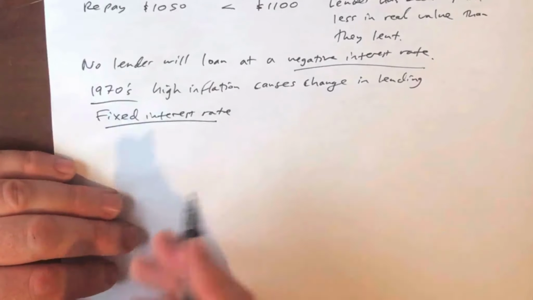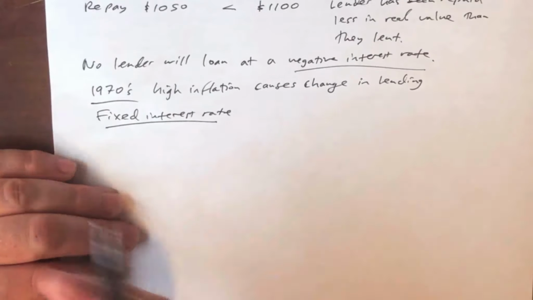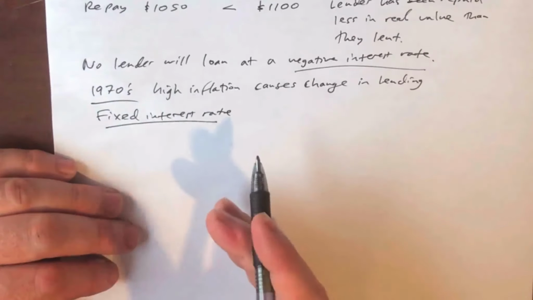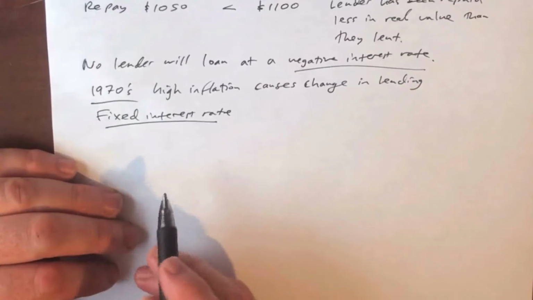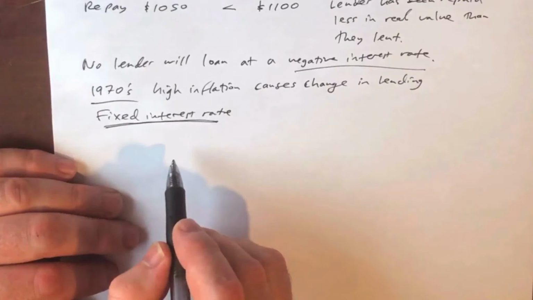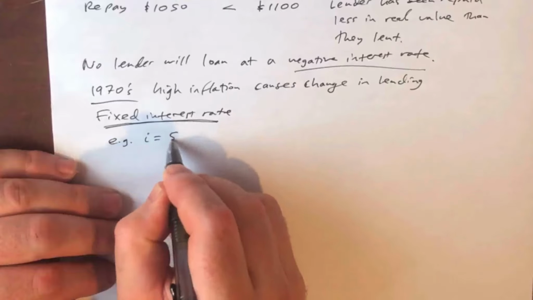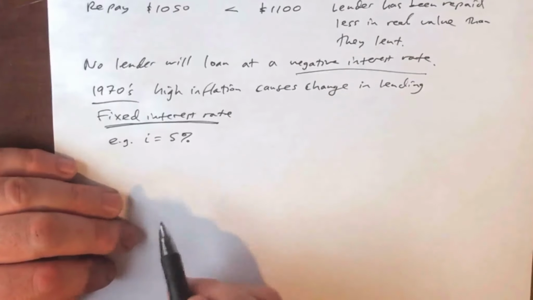Now, borrowing at a fixed interest rate is very, very old historically. I mean, lending money is thousands of years old. It's as old as recorded history. Some of the oldest pieces of writing that we have are about debts, thousands and thousands of years old. During that whole time, lending was at a fixed interest rate. So for example, if you borrowed at an interest rate of 5%, it's going to stay at 5%. That's going to be the interest rate.